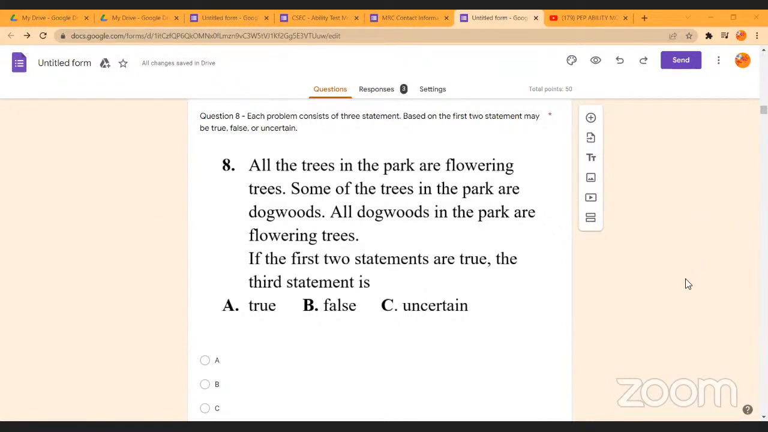All right, Garrett, honey. Read number 8 question for me, lovely. Each problem consists of three statements. Based on the first two statements, the third may be true, false, or uncertain. All the trees in the park are flowering trees. Some of the trees in the park are dogwoods. All dogwoods in the park are flowering trees. If the first two statements are true, the third statement is dash.